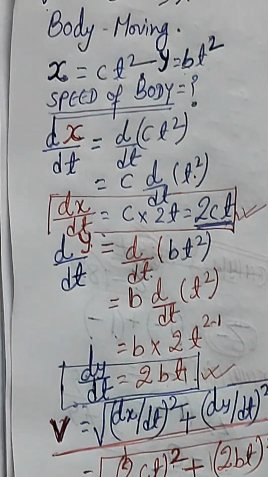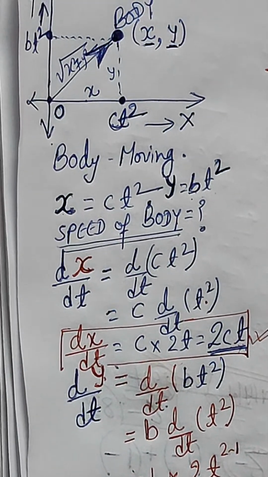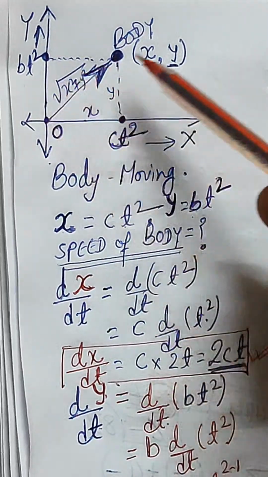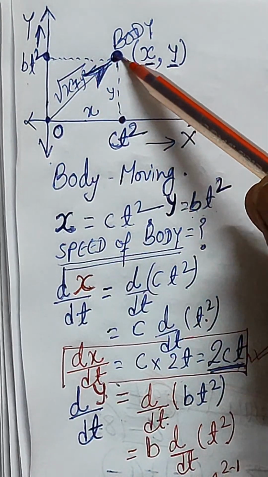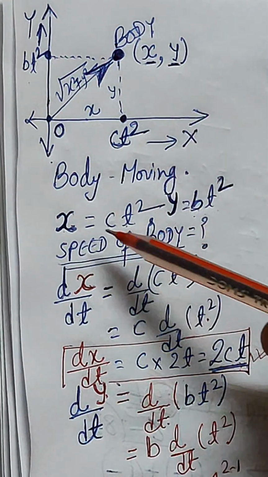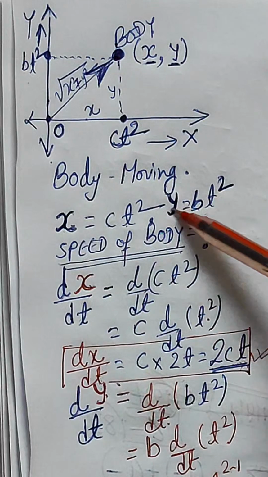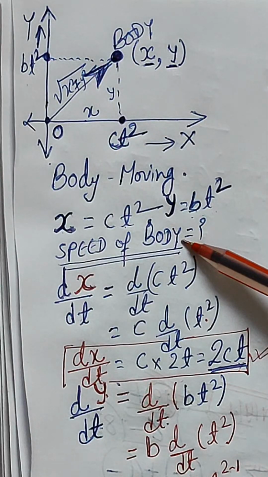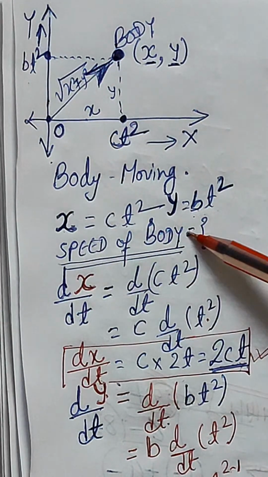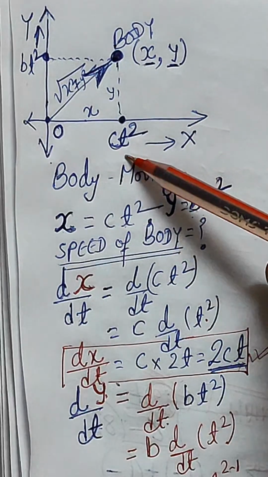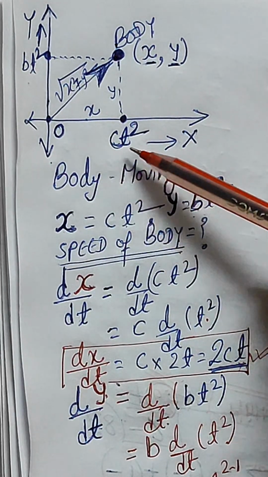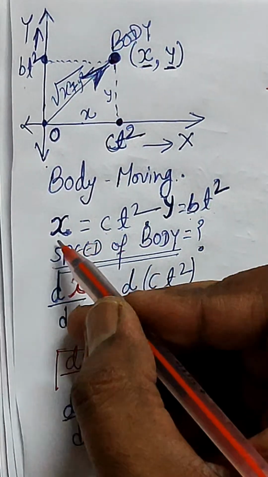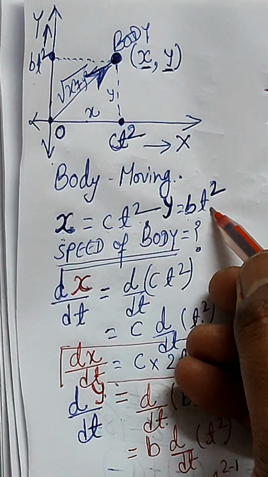Okay, so here you can see how we have started solving this question. The coordinates of the body at a particular instant of time are given to you. The value of x was ct square, the value of y was bt square, right? Now the speed of the body needs to be calculated. So at any time t, the body is moving, and ct square and bt square are given.